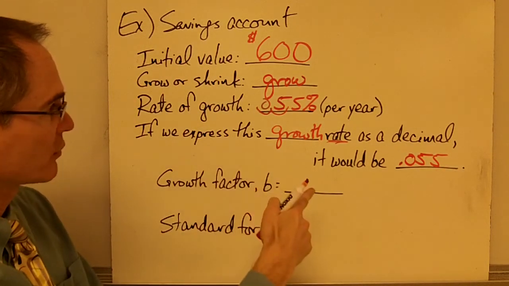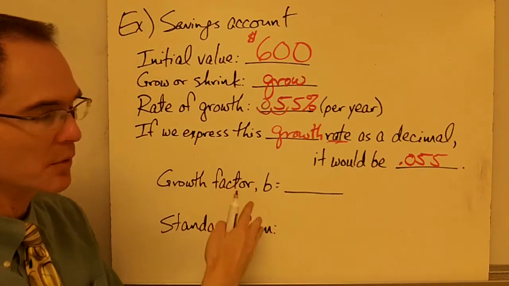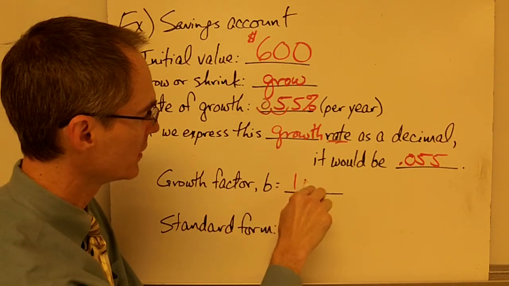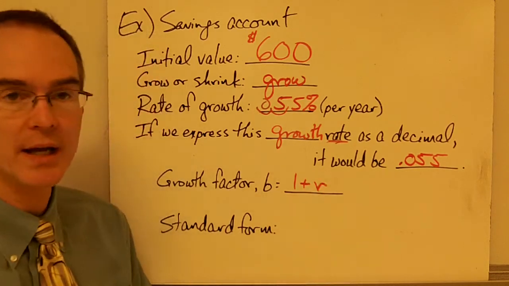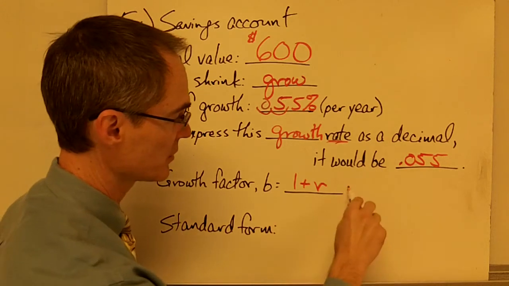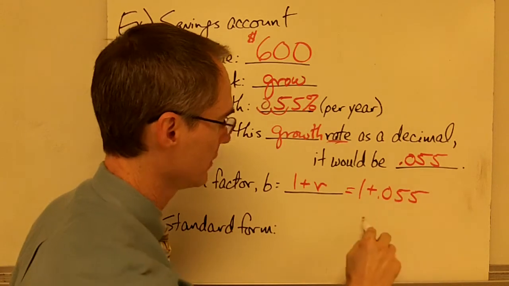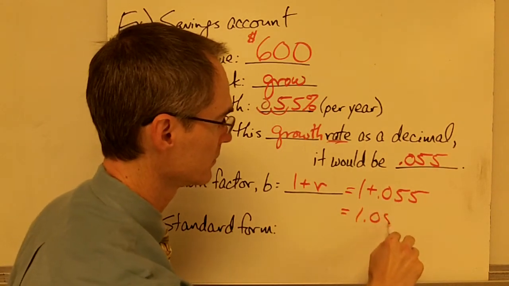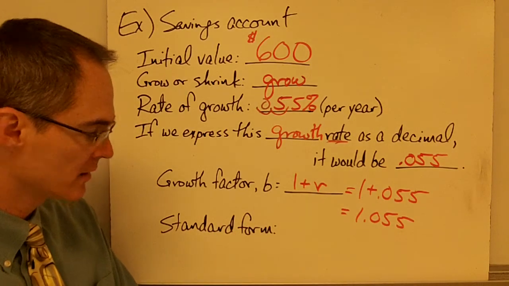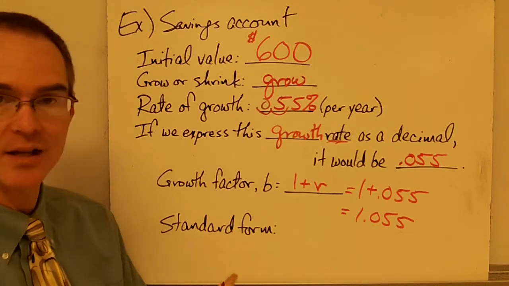So now that I have my growth rate expressed as a decimal, I can now calculate my growth factor. And I remember, again, from my notes, the growth factor is equal to 1 plus my growth rate. And my growth rate is expressed as a decimal here. I've already got it expressed as a decimal, so I just need to say 1 plus 0.055, and that equals 1.055.